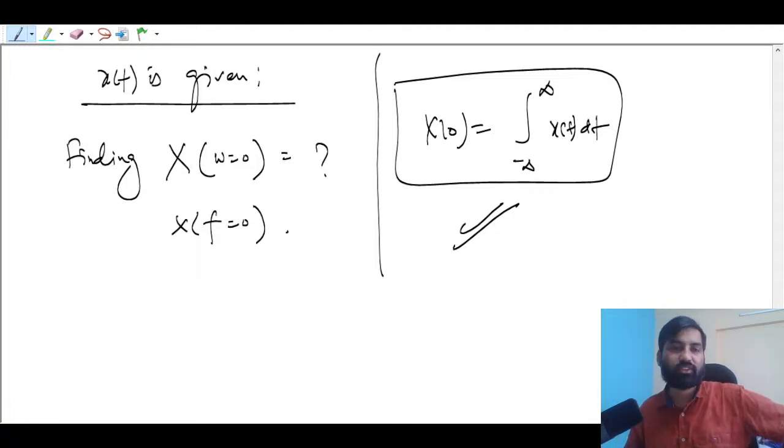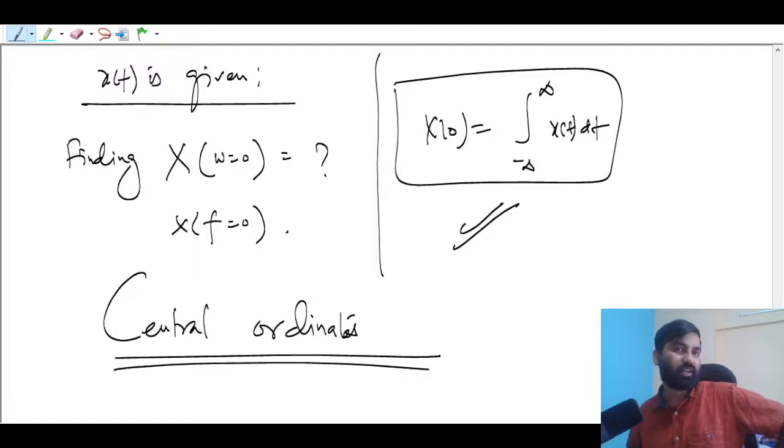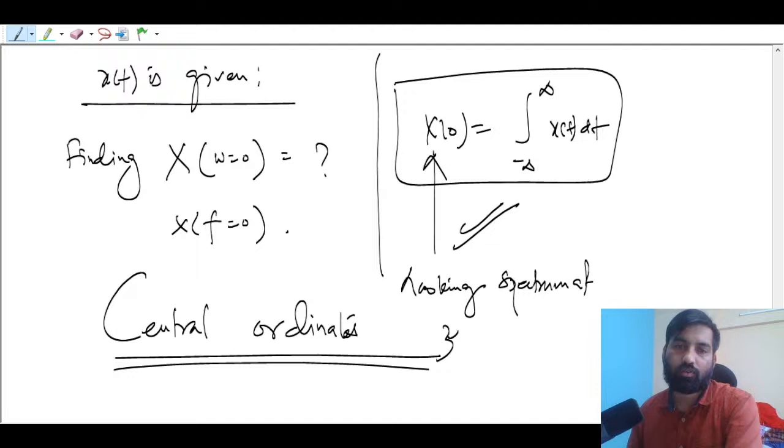We call it central ordinates. These are called central ordinates. These are known as central ordinates. What is the meaning of this? It means looking at the spectrum at the origin, at 0, or origin, you can say.